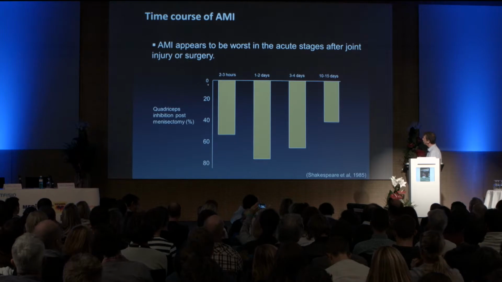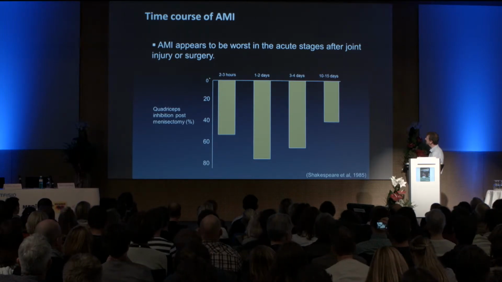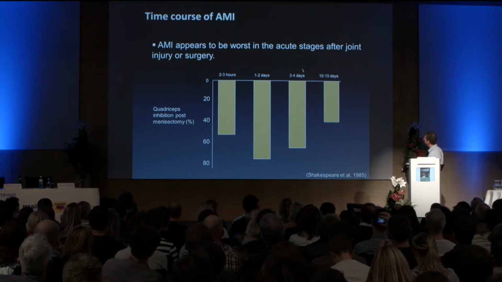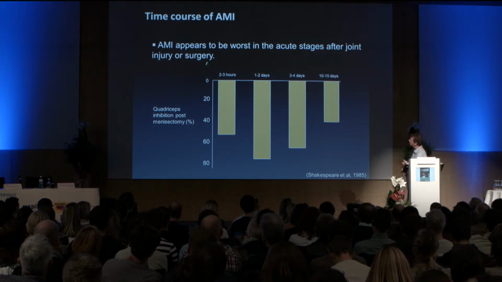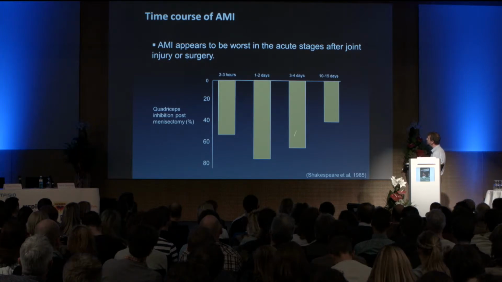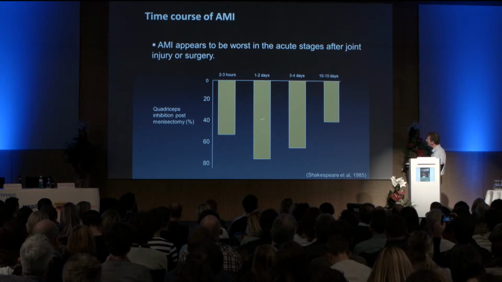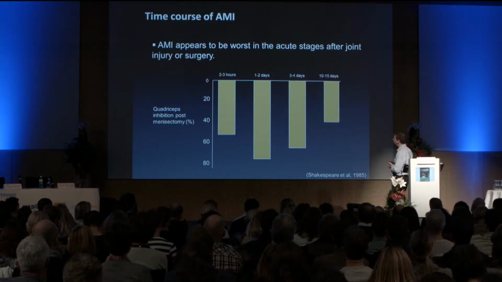And if you look across this axis here, we see the time after surgery, 2 to 3 hours, 1 to 2 days, 3 to 4, and you can appreciate the amount of quadriceps inhibition on this y-axis down here. It's apparent that it's the first 2 or 3 days where we're seeing the most inhibition occurring, and you've got inhibition up to 80% in the quadriceps over this period of time. And then gradually over time, this decreases.